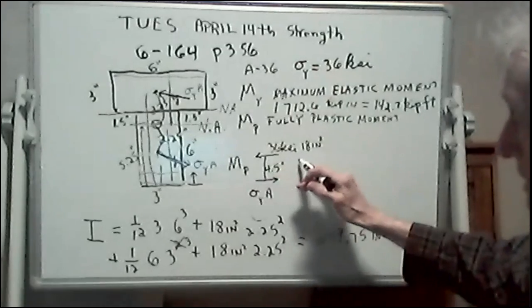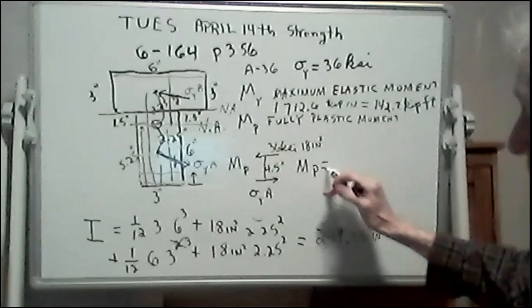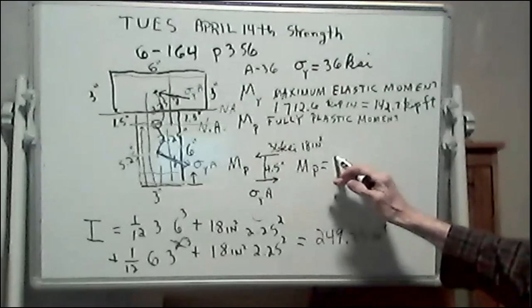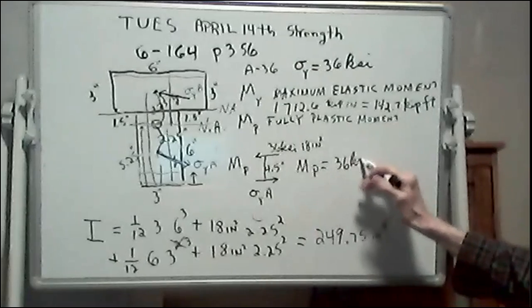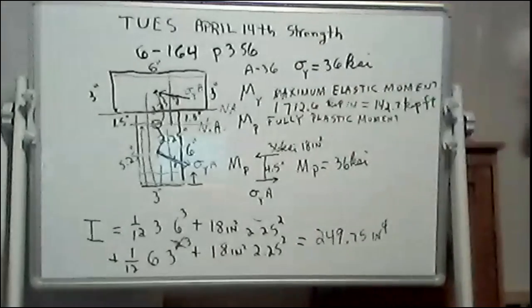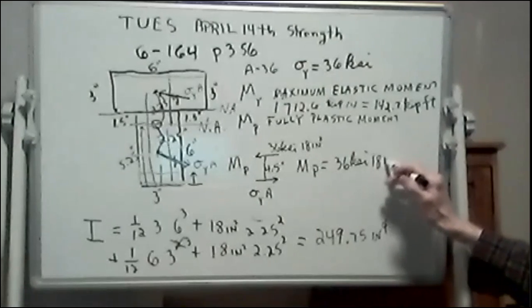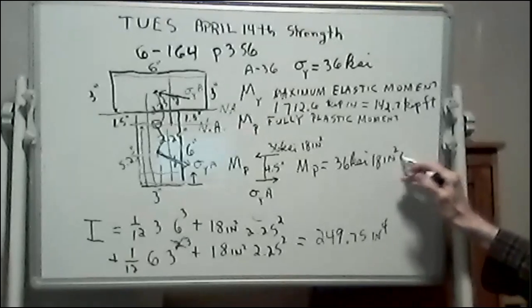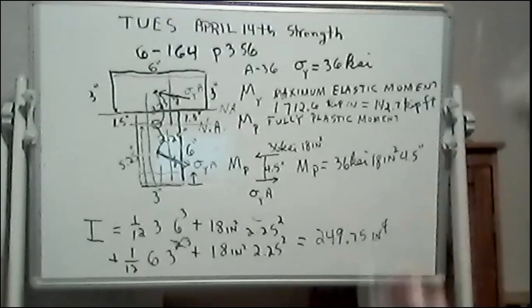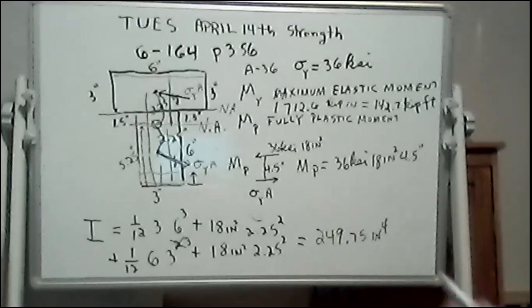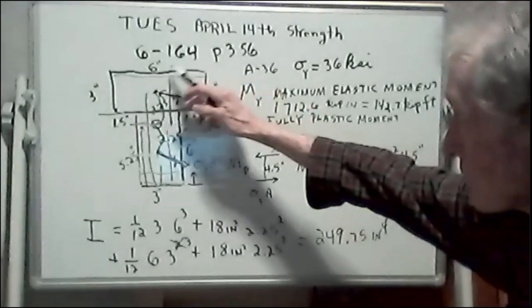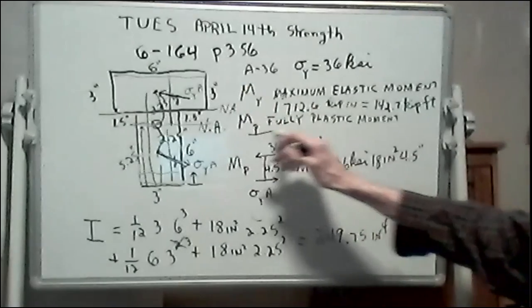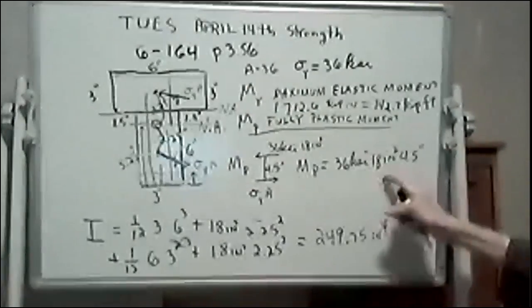And so the fully plastic moment is going to be 36 KSI times 18 square inches times 4.5 inches. Okay, here goes. Right now, for those of you that just woke up from a daydream, we are doing problem 6-164, and we're getting the fully plastic moment. Okay, here goes.